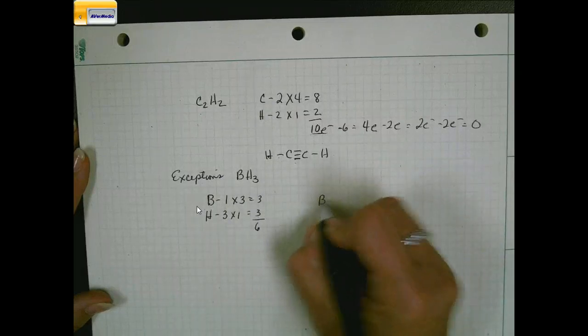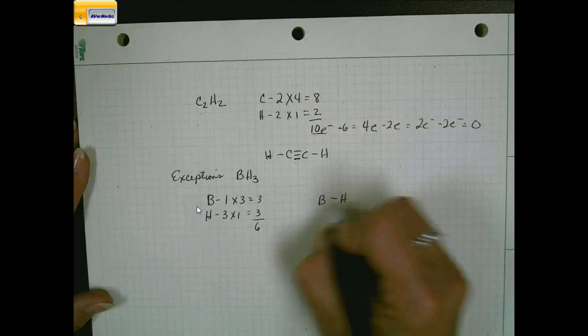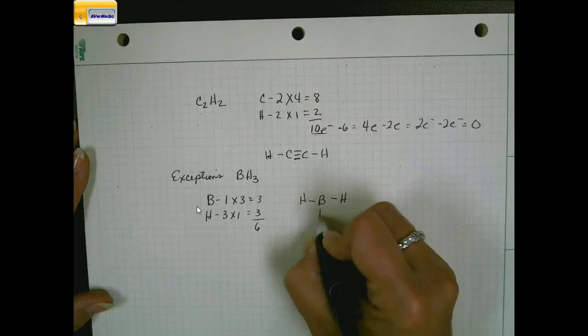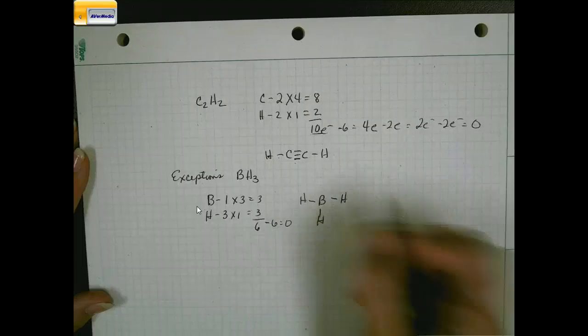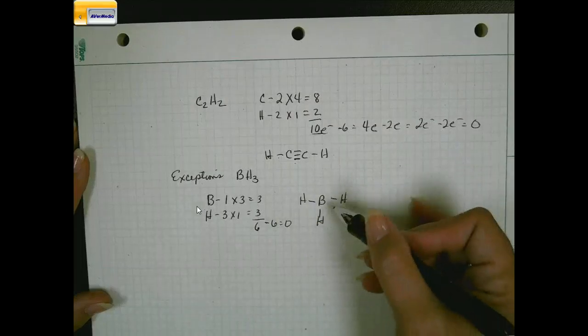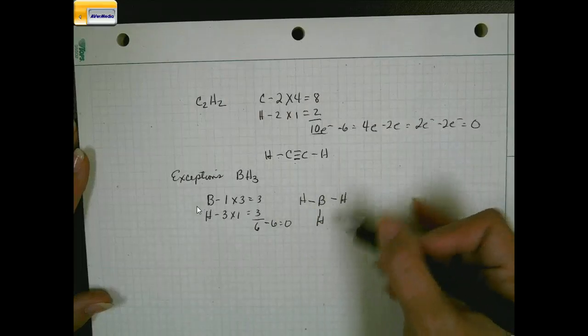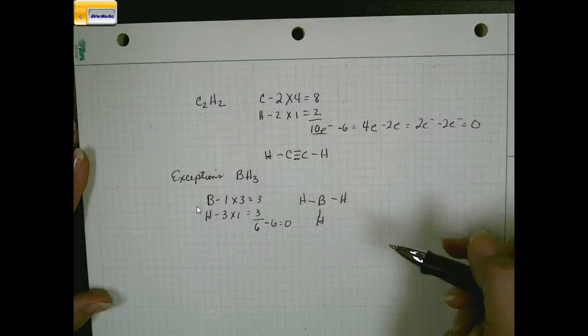Again, boron would go in the center. And we get hydrogen, hydrogen, hydrogen. And we've used 2, 4, 6 electrons. We've used up all of our electrons. And we actually end up with boron having fewer than 8 electrons on the central atom.